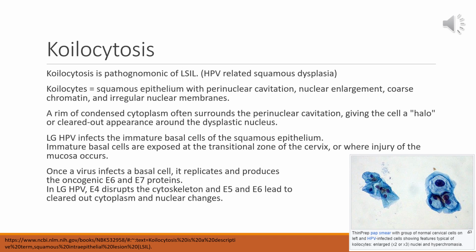So what exactly happens? You have the immature basal cells at the bottom of the squamous epithelium. They are infected by an HPV virus. The HPV virus utilizes the cellular mechanisms to produce certain proteins. These proteins affect the way the cell is growing, and therefore it ends up this way.